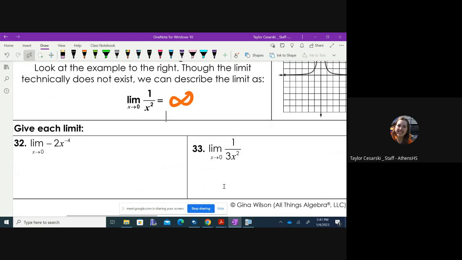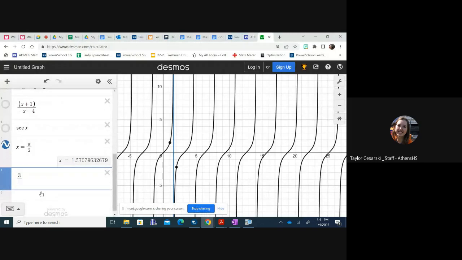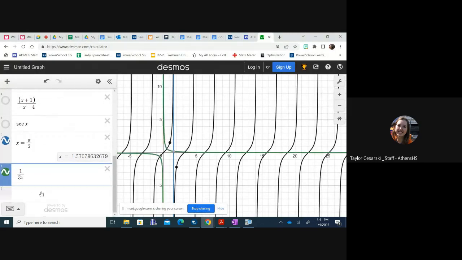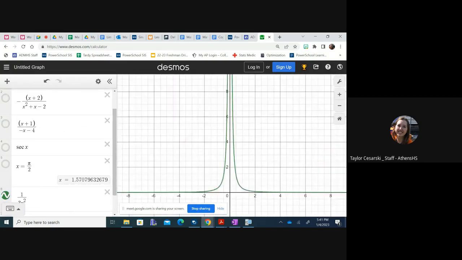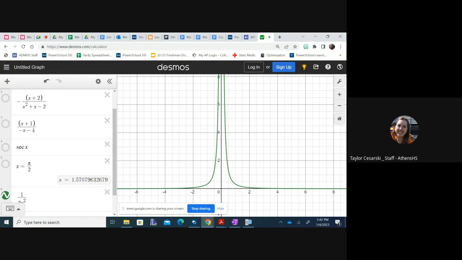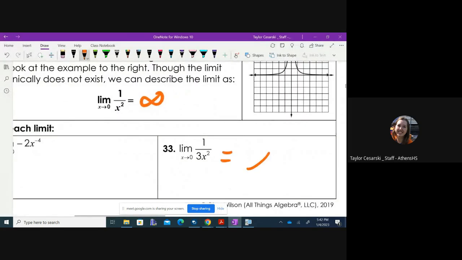Let's look at one of these examples. Let's look at number 33, 1 over 3x squared. I'm going to turn that off and that one. Again, same sort of situation. They're both heading up. Technically this limit does not exist, but since they're both going up, I can say that it heads towards infinity.